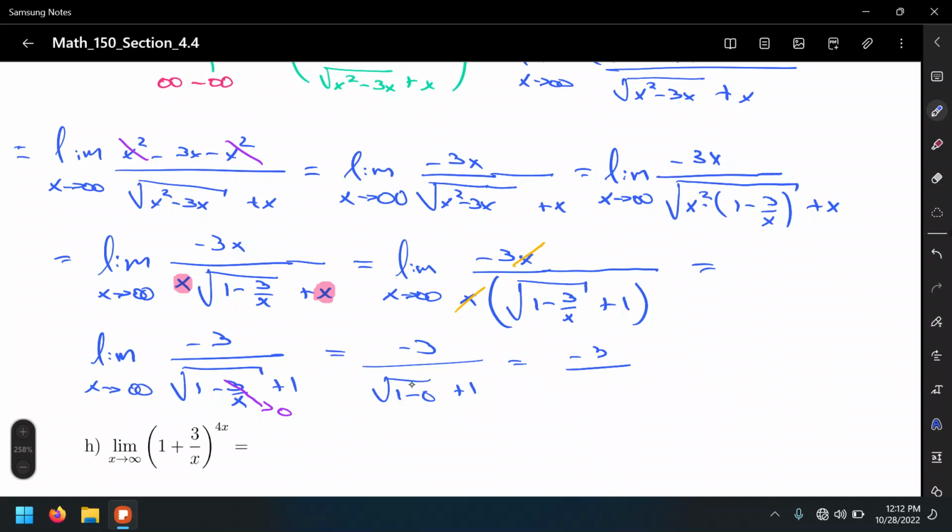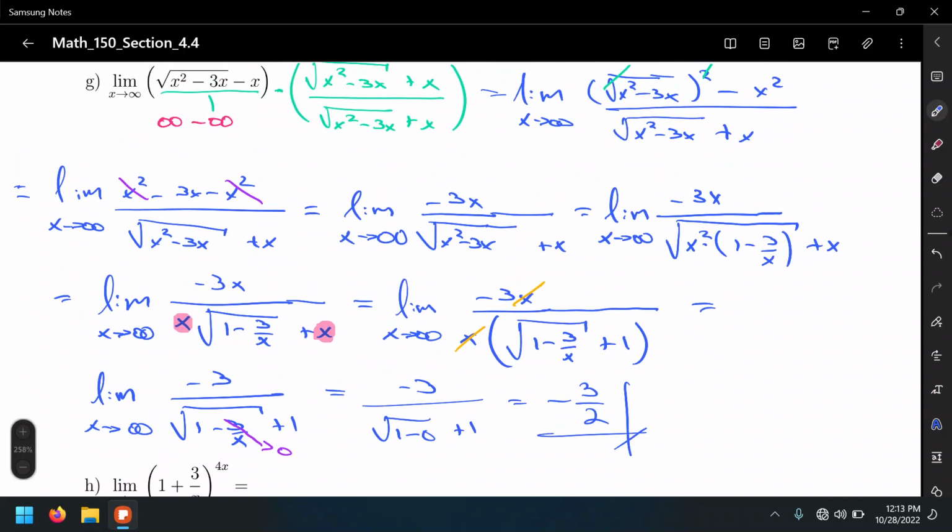Negative 3. Okay, 1 minus 0 is 1. The square root of 1 is 1. 1 plus 1, isn't that a 2? Which is really instead negative 3/2. Alright? So yes, this indeterminate form, infinity minus infinity, is not 0. It's actually negative 3/2. Alright?